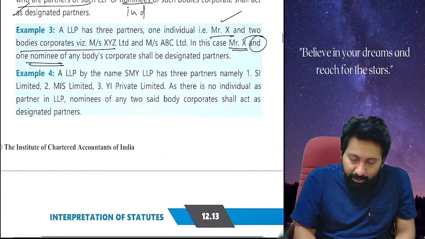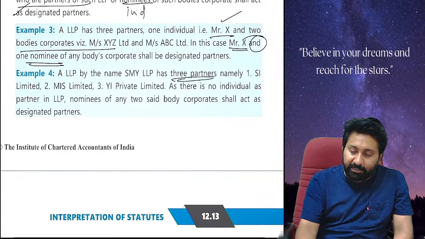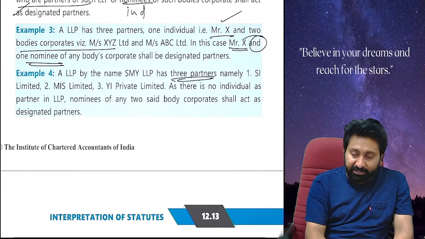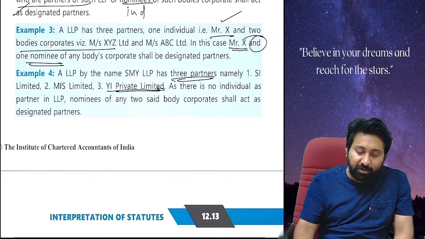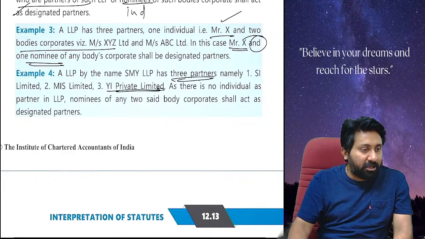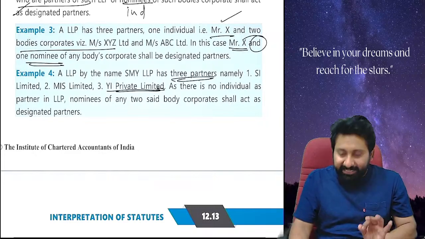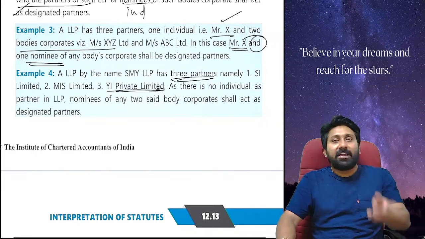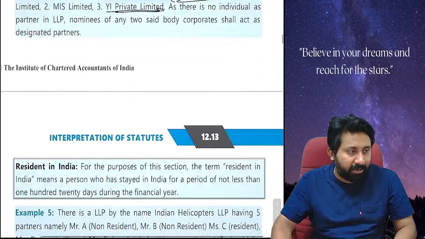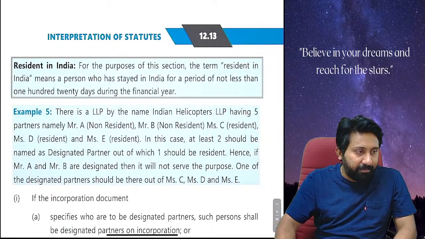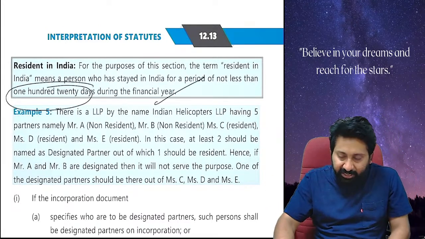An LLP by the name SMY LLP has 3 partners, namely S1 Limited, MIS Limited, YI Private Limited. There is no individual as partner in the LLP. Nominees of any 2 of the said body corporates shall act as designated partners. What does it mean? There is no individual at all. In such a case, any 2 of the body corporates have to choose one nominee each to become a designated partner. Next, resident means not less than 120 days he should be there during the financial year.